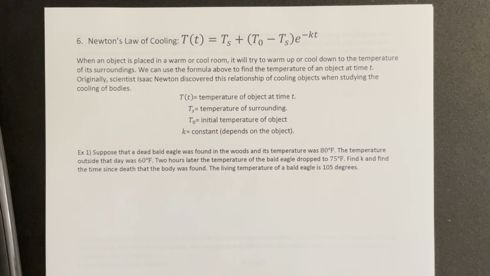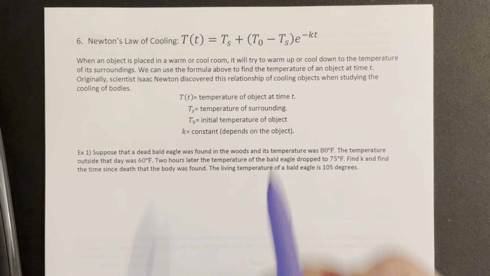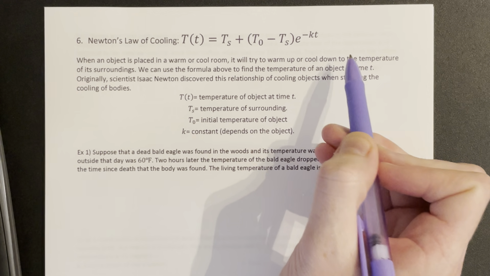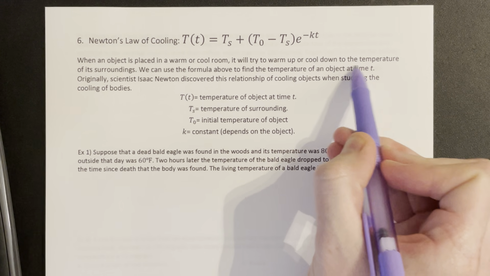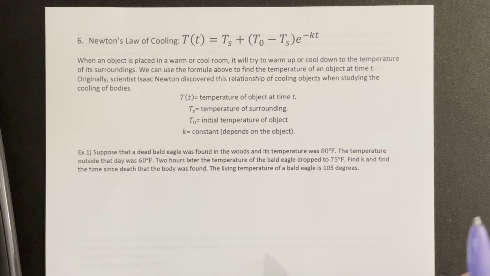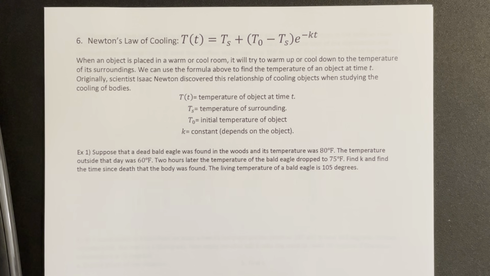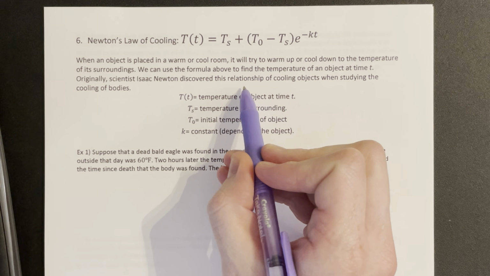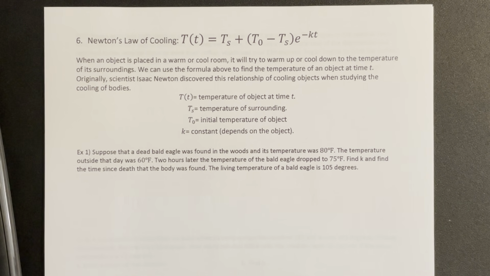Our last exponential application is about Newton's law of cooling. When an object is placed in a warm or a cool room, it's trying to warm up or cool down to that temperature of its surroundings. We have this formula to help us discover the actual temperature of the object at any time t. Originally, Isaac Newton was the one who discovered this. That's why it's called Newton's law of cooling. And he discovered it when he was looking at the relationship of cooling objects of the body.